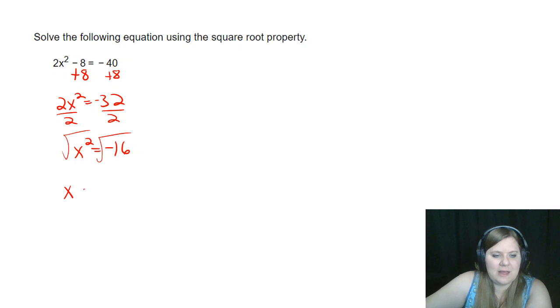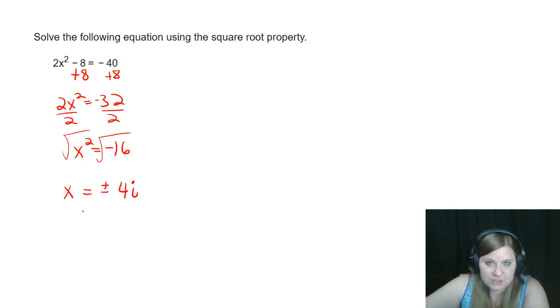So I have x on the left. The square root of 16 is 4. It's negative 16, so I have to actually add my i in. And because I took a square root, I also have to remember my plus or minus. Double check that your paper has the plus or minus. If it doesn't, you only have one out of the two answers.